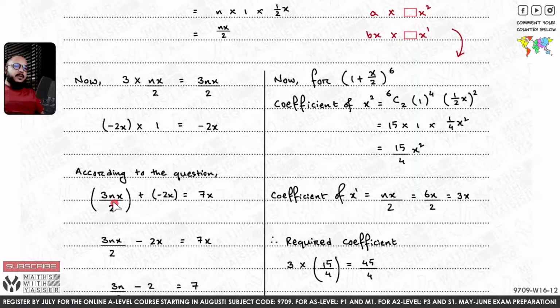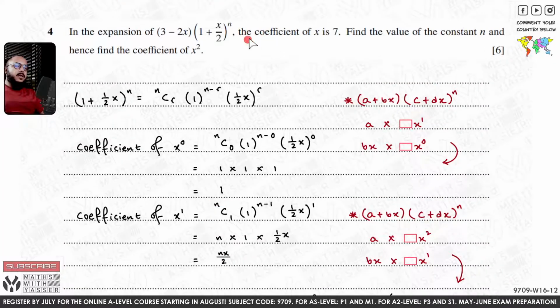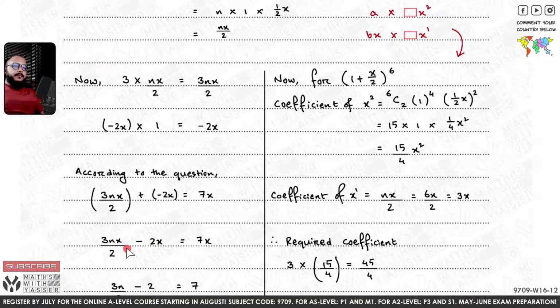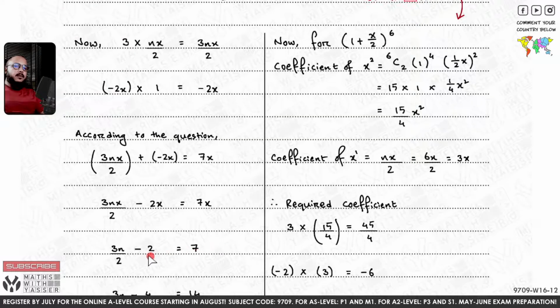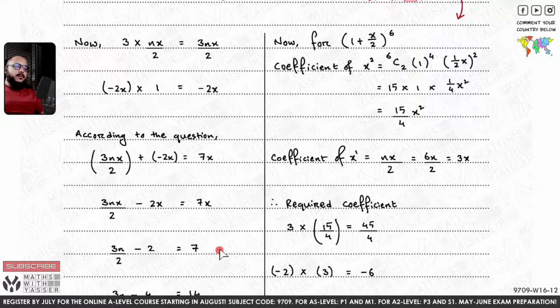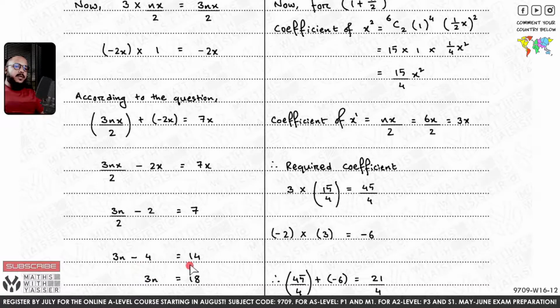And according to the question, 3nx over 2 plus negative 2x is equal to 7x. In the question it was given that the coefficient of x for this whole expansion is 7. So we can say that 3nx over 2 minus 2x is equal to 7x. And if we take x common on the left hand side and x on the right hand side, we can divide both sides by x, and we will be left with 3n over 2 minus 2 is equal to 7. That means 3n minus 4 is equal to 14.